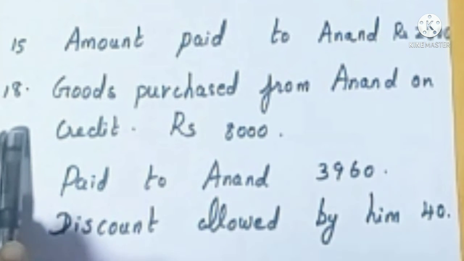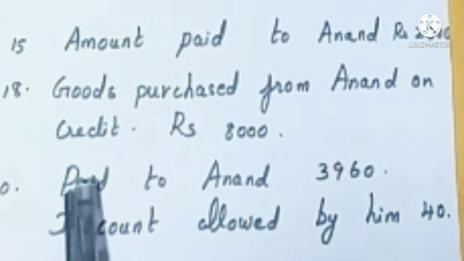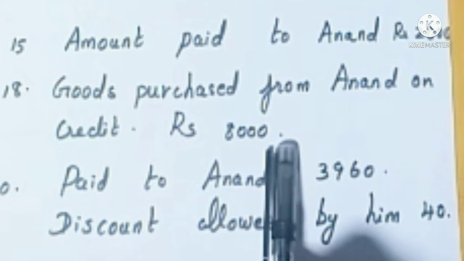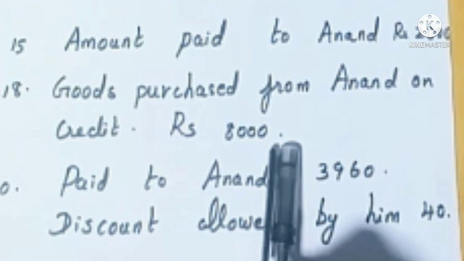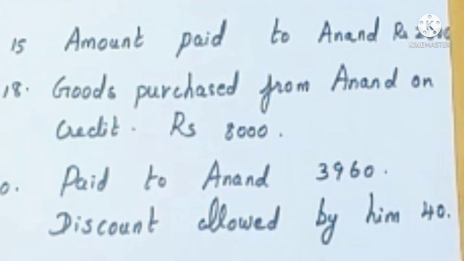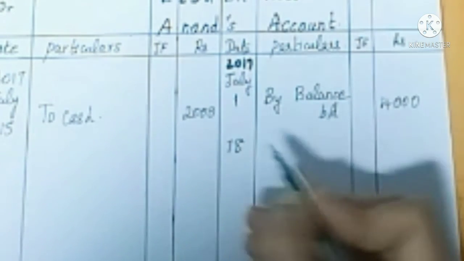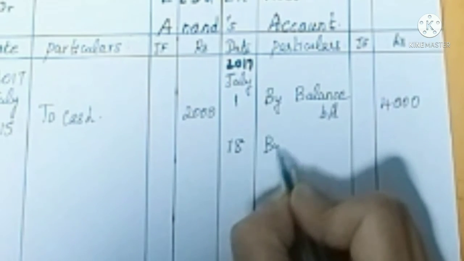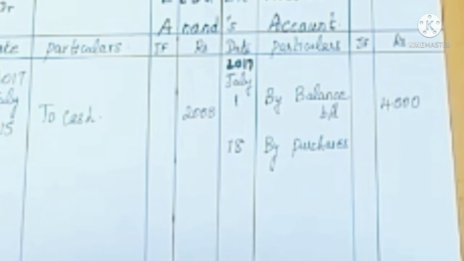Next one is on 18th. Goods purchased from Anand on credit rupees 8,000. So what is the entry? Purchases account debit to Anand. Anand is credited. So we have to write it on the credit side, by purchases rupees 8,000. So the date of the transaction is 18th, by purchases rupees 8,000.